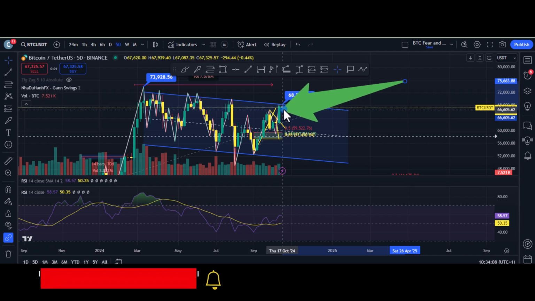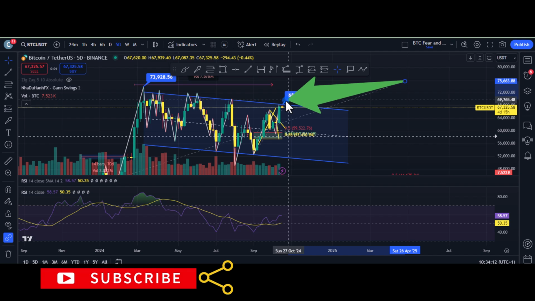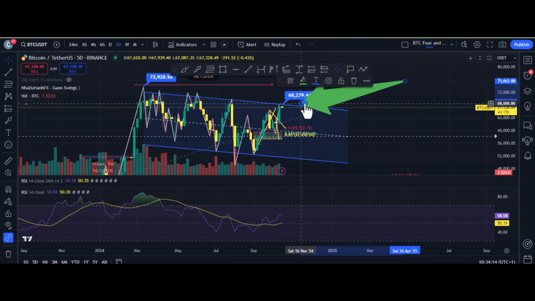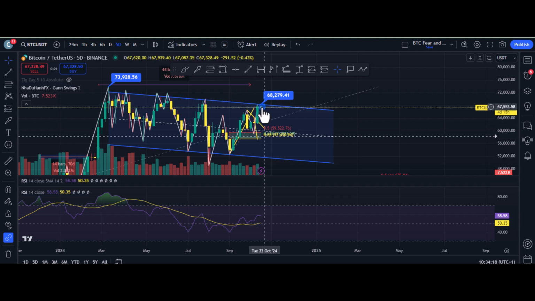Now I'm still holding my spot positions. It's not like I'm going to be selling any more spot positions, but there might be an opportunity for a short leverage position here, and it'll be wise to take it because we're at resistance right now. So let's have a look and see what we can do here.